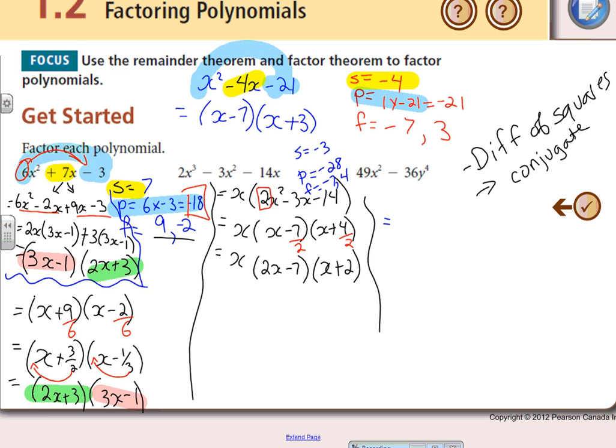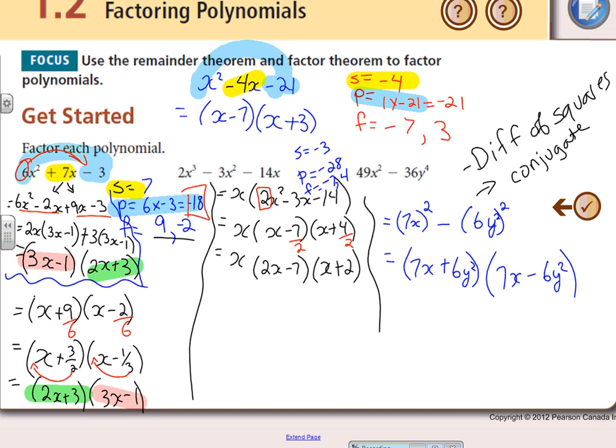So really what this is saying is 49 is a perfect square, x squared is a perfect square. That's like saying (7x) squared minus (6y squared) squared, because we had y to the 4th. A conjugate is the square root of the first, which is 7x, and the square root of the second, which is 6y squared. Putting that down twice, and then putting the opposite signs in between. So one plus, one minus. There's a set of conjugate pairs, and that is now factored.